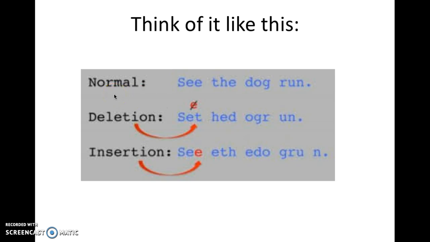Sometimes you'll see some analogies where they compare it to 3-letter words. If the normal sequence is see, the, dog, run, and I delete, and I get rid of that second E, everything's going to move over. And so instead of having a sentence with meaning, see the dog run, I have set head ogre un. Does that make any sense? Does that have meaning? Not really, which kind of means protein don't work right, as my dad would say.